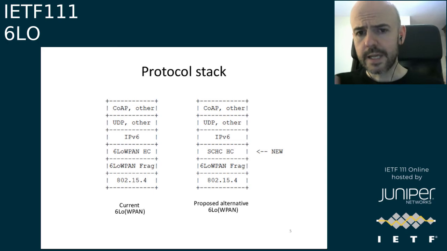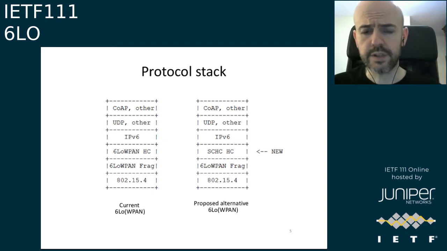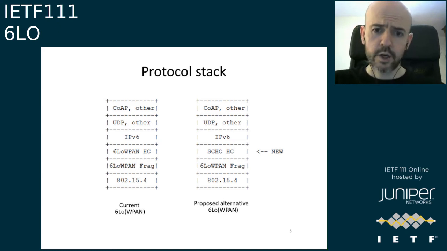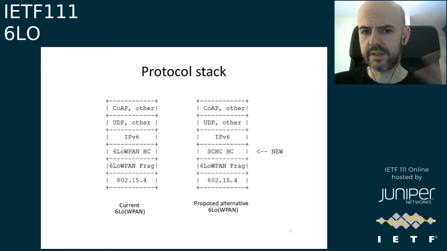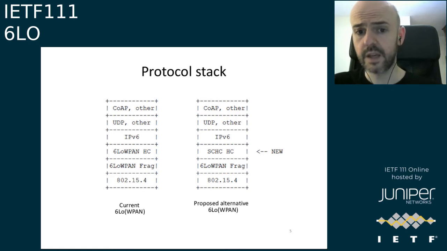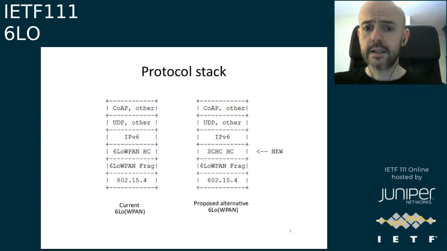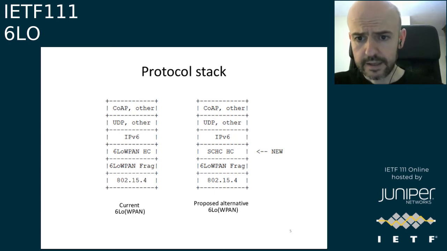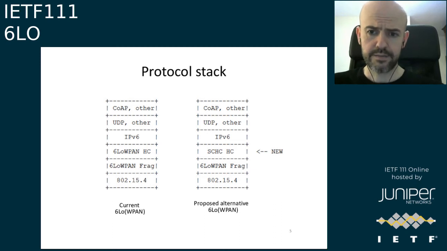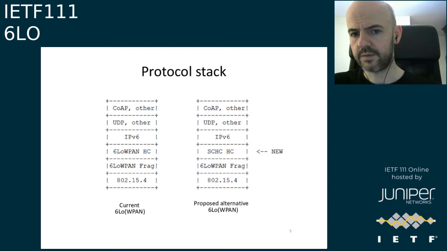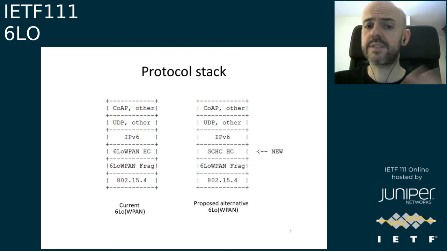Here we can see two protocol stacks. The one on the left is the traditional 6LoWPAN based protocol stack, where the 6LoWPAN layer has been illustrated as two separate sublayers. The one on top is the 6LoWPAN header compression, the other one is fragmentation. This is on top of 15.4. On the right, we can see the protocol stack that would result if we apply the change that we propose here. You can see that the only change in terms of the protocol stack relates to the header compression part. Here we would be using SHIC header compression instead of 6LoWPAN header compression.